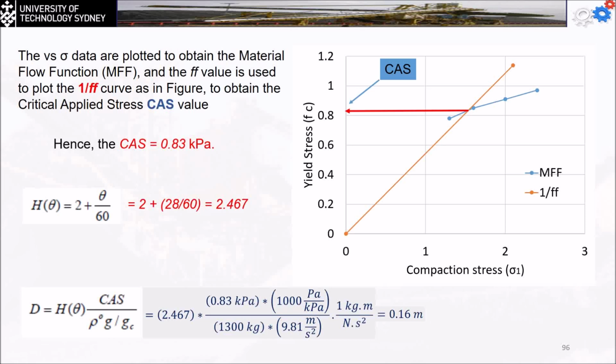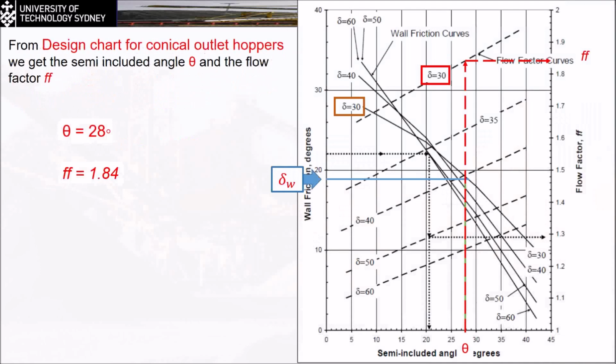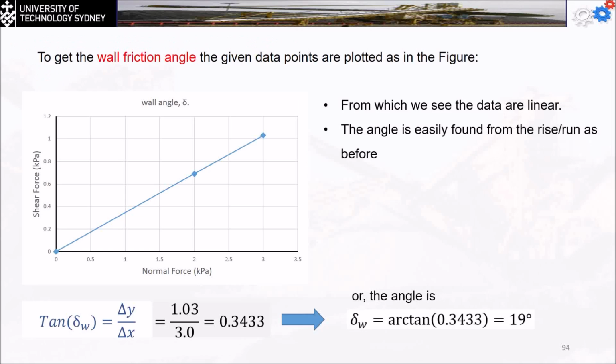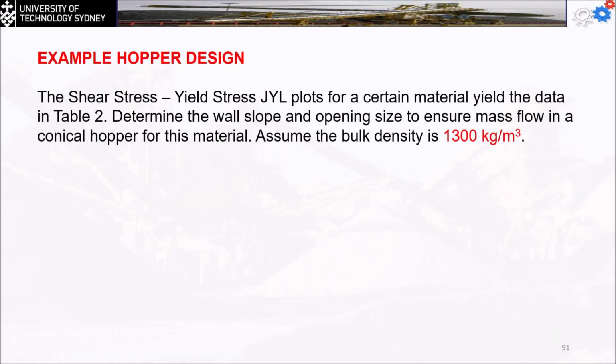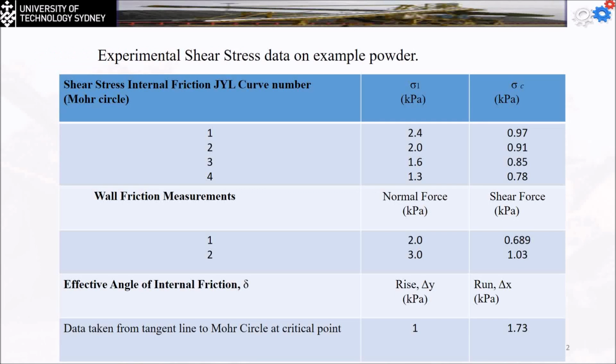Okay, now shall we start the things from the beginning? Now we had a test, we got these values. Just remember it was 1,300. Okay, so what we got first is we did the internal friction test, the shear stress for the internal friction.